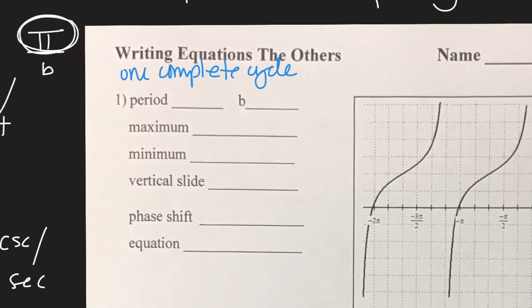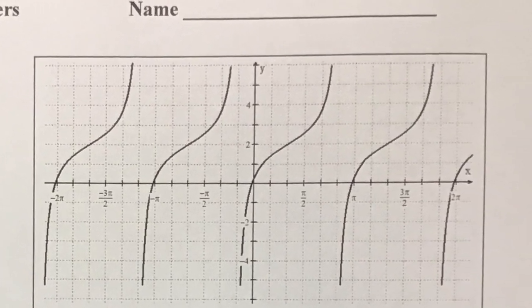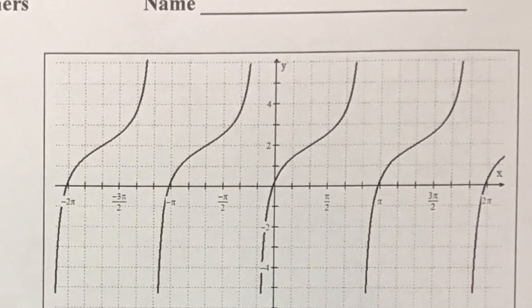So looking at our function here, would you guess that this is going to be a standard sine, cosine, cosecant, secant, tangent, or cotangent?